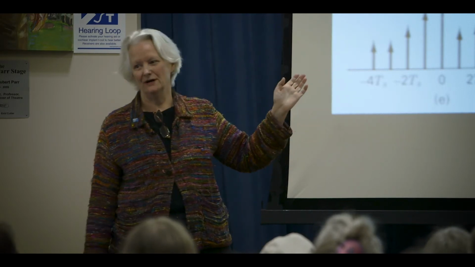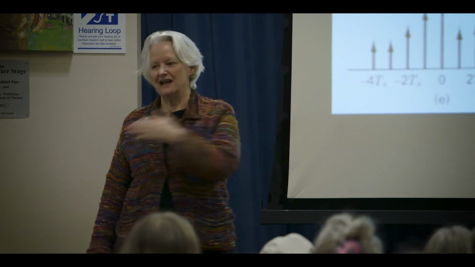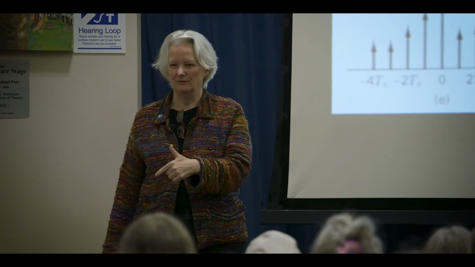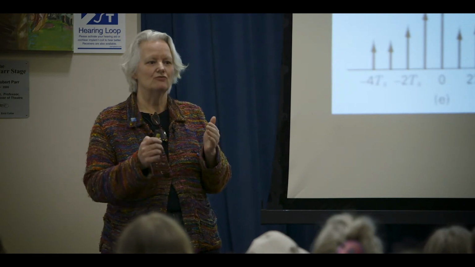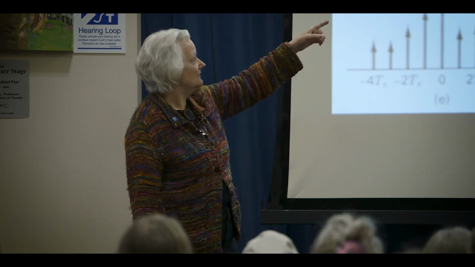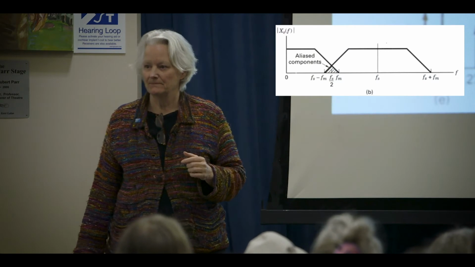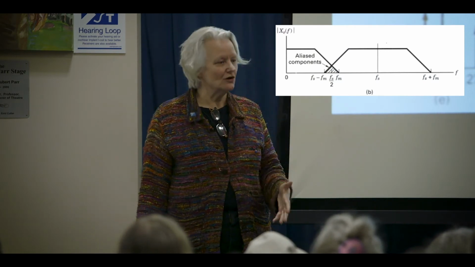Okay? I only want the middle one, but I get all these copies for free. But they cause me a problem. If I don't sample at the right rate, then the copies will overlap, and that destroys some of my information. This is called aliasing. I only want the middle one, and I don't want it to be corrupted with all of the other copies, right? So if I don't sample it fast enough, the copies overlap, I have aliasing.